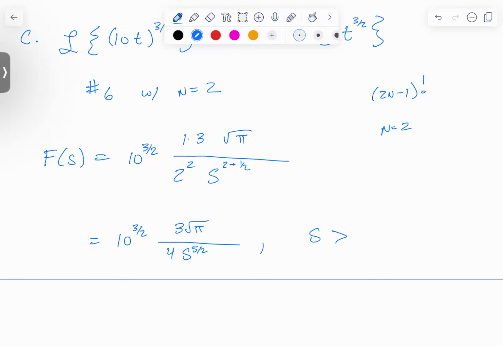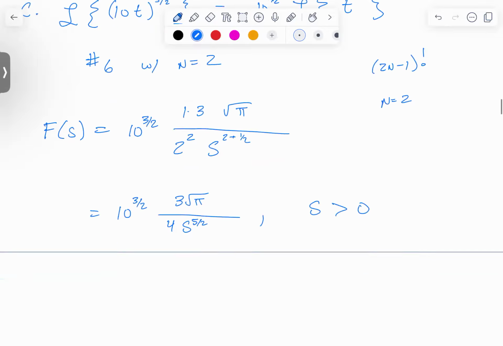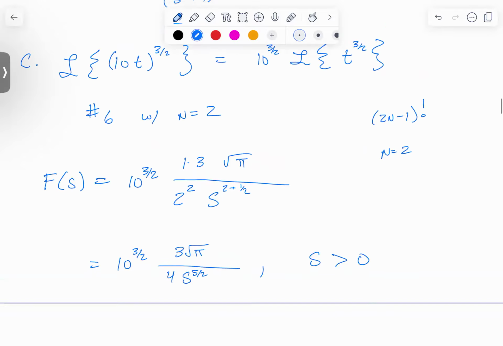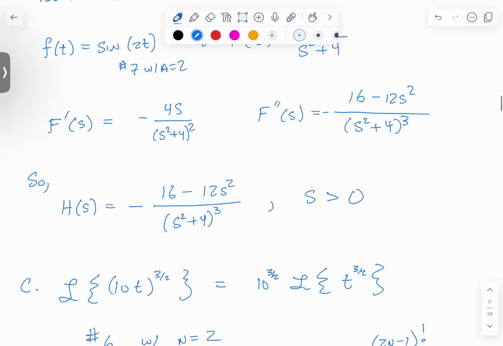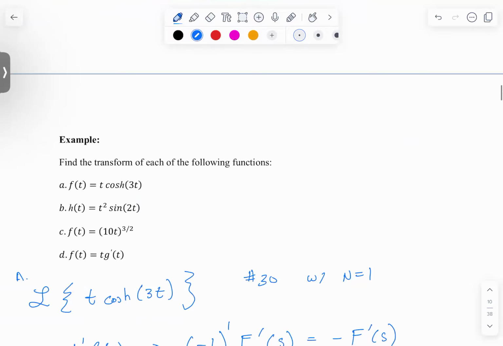All right, and then what's our restriction? Technically, s cannot be 0 on this one, so that one more clearly identifies it than the standard. It is 0. Okay, T.